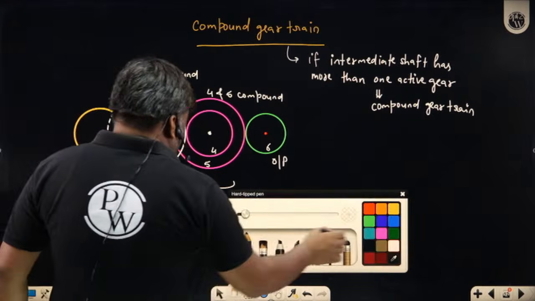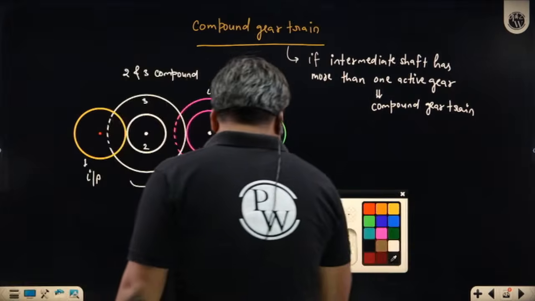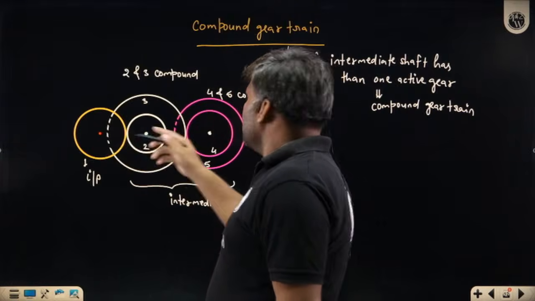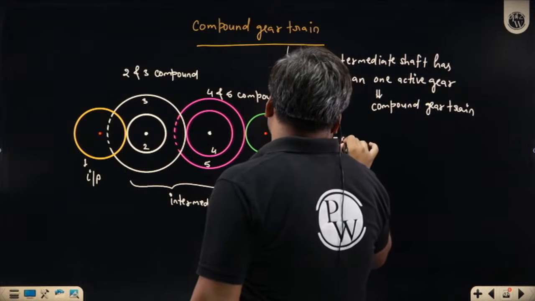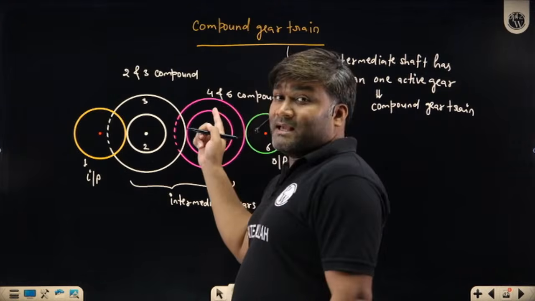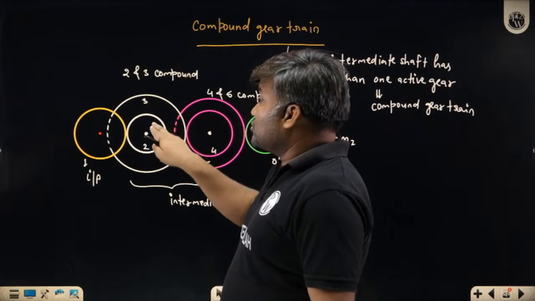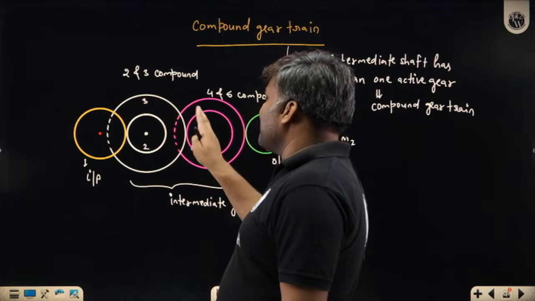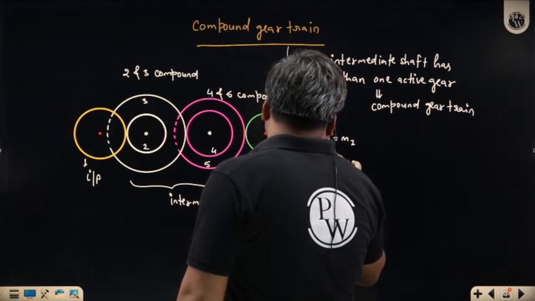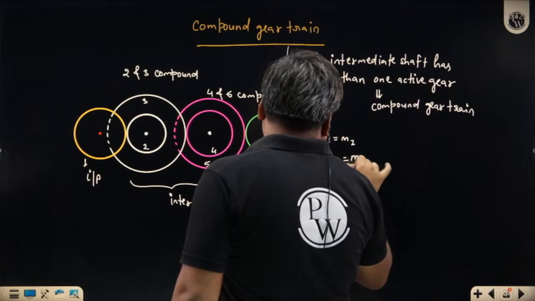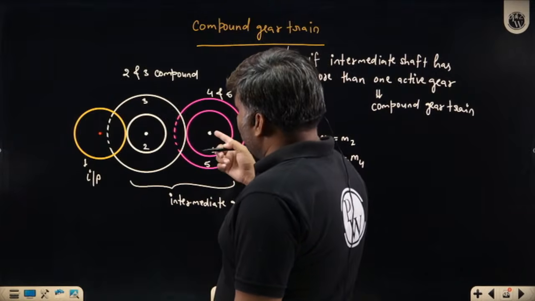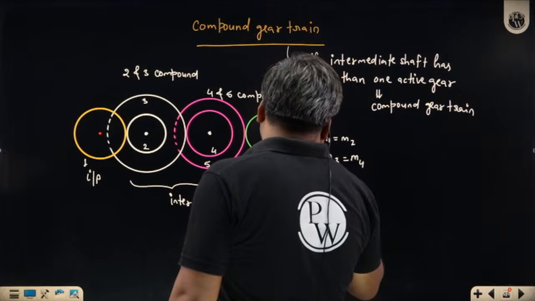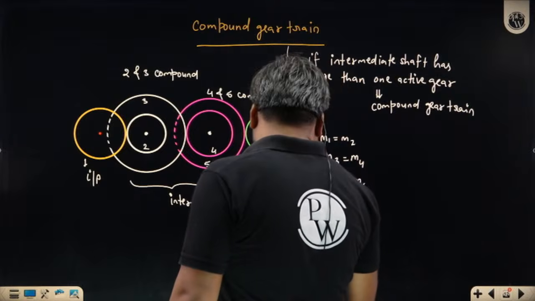First thing, you must appreciate the beauty here in this case: gears 1 and 2 are meshing, so M1 and M2 must be same. Gear 2 is not engaging with anyone. 2 is rotating, 3 is rotating automatically because they are on the same shaft. Now 3 is driving 4, so M3 and M4 must be same. Engaging, meshing gears must have the same module. Now 4 has rotated, 5 automatically rotates, 5 is driving 6, so M5 is equal to M6.